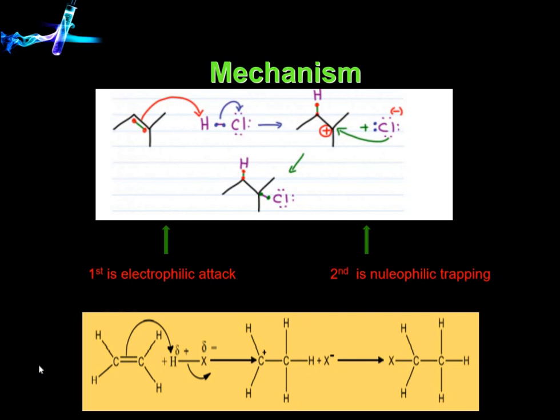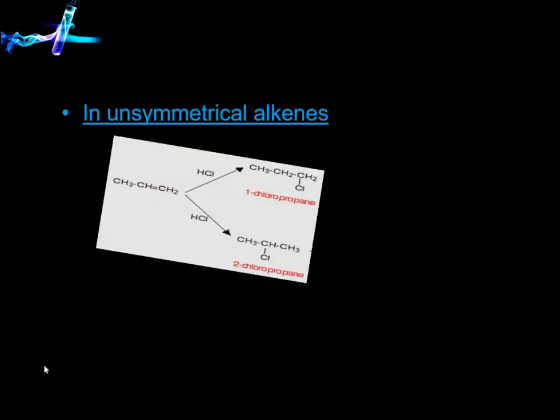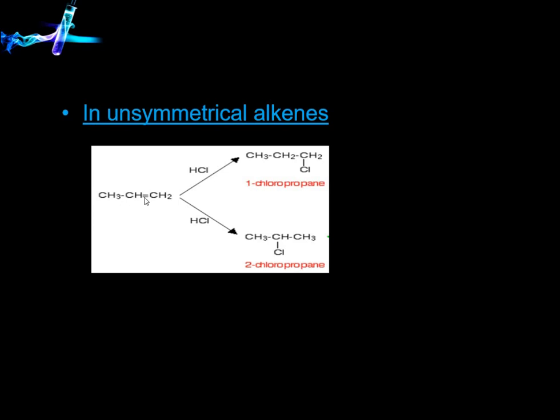Now moving on to the next case, where unsymmetrical alkenes can also undergo hydrohalogenation. If this is the unsymmetrical alkene which is being shown, why is this an unsymmetrical alkene? Because we can see around the double bond, the environment is different.